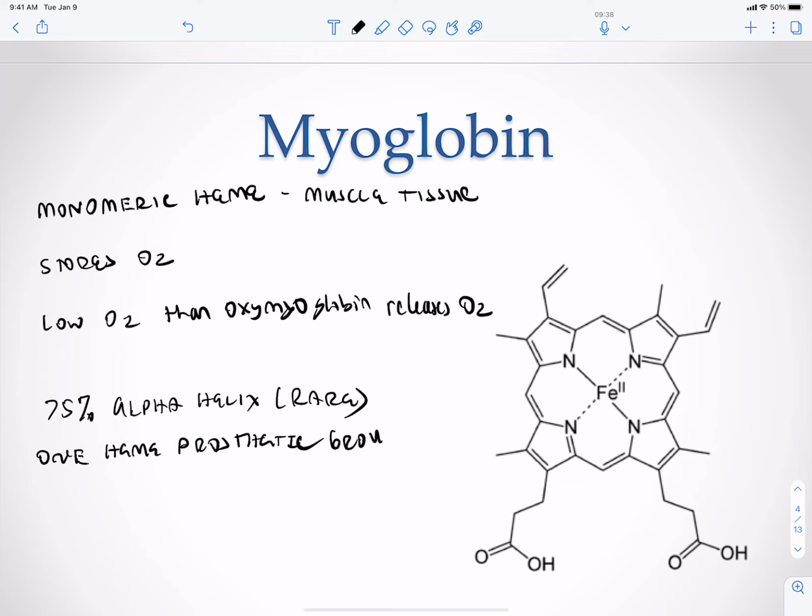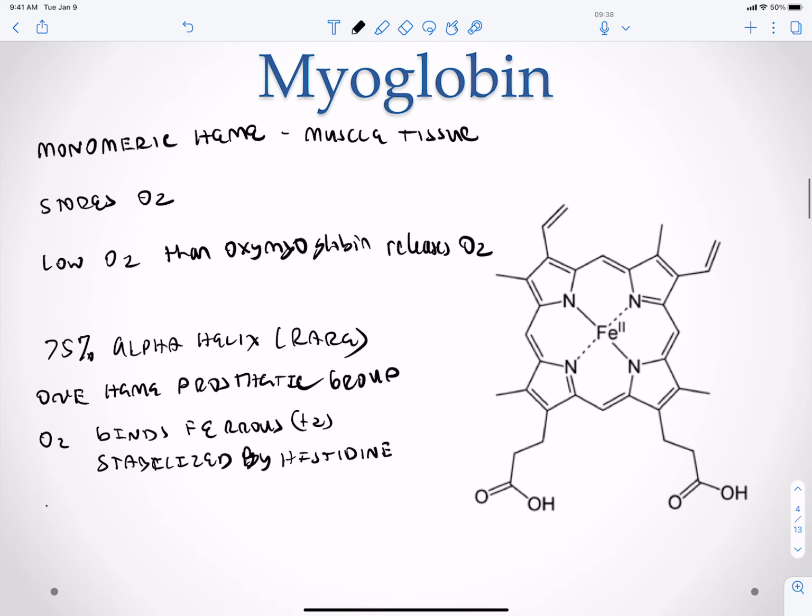And the prosthetic group is tightly bound to the protein. So histidine is going to stabilize the reaction of oxygen binding to ferrous, which is the Fe+2 form. So O2 binds ferrous. And this is going to be stabilized by histidine. Now, carbon monoxide will also bind, and this has a higher affinity.